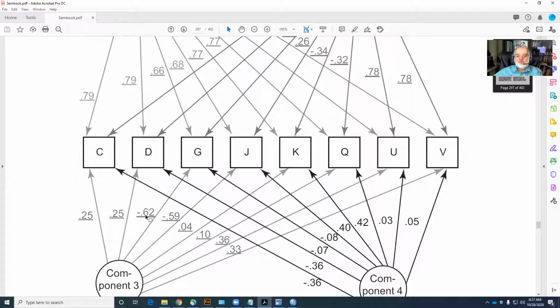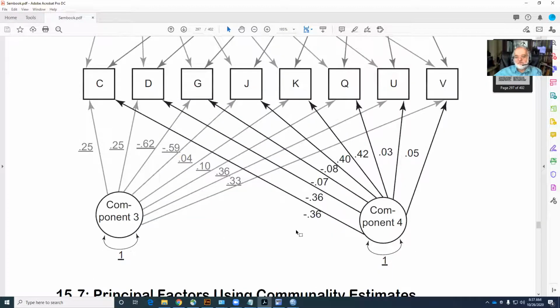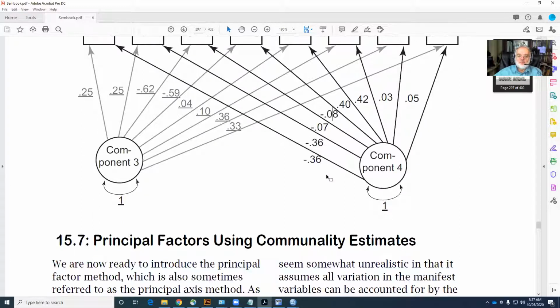And I can then extract a 4th component. And again, that's fixing all of these numbers and freeing all of these numbers. So that's where the numbers are coming from in SPSS or SAS or R. That's how the computer program is doing it in the background for you.